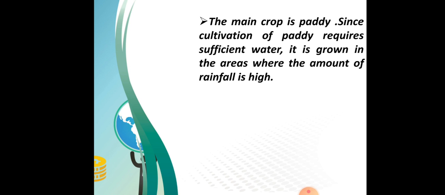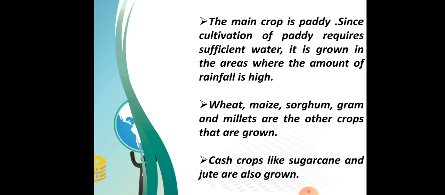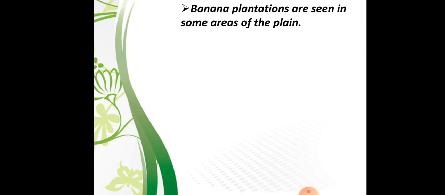The main crop cultivated in this region is paddy. Since cultivation of paddy requires sufficient water, it is grown in the area where the amount of rainfall is very high. Apart from it, wheat, maize, sorghum, gram, and millets are the other crops that are grown in the region. Cash crops such as sugarcane and jute are also grown.